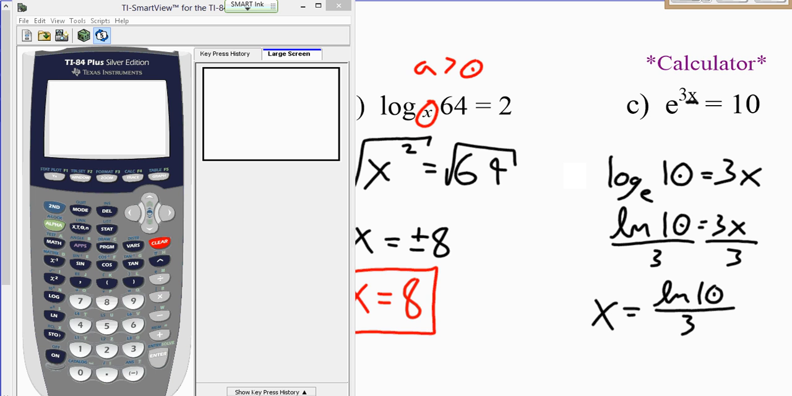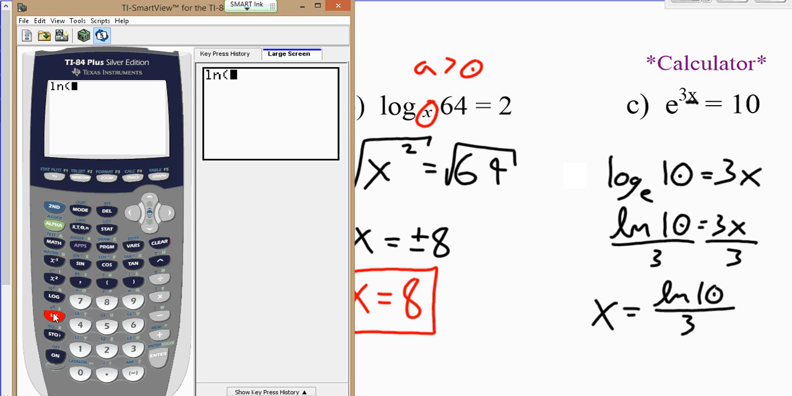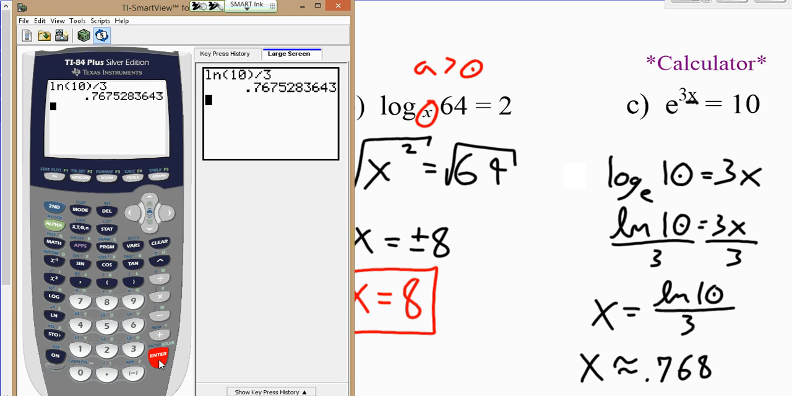Well, I can type that all into my calculator. So ln's down here. So ln of 10, close my parentheses, divided by 3 is equal to, we can get an approximate answer here. x is approximately equal to 0.768. I can go ahead and test that and just show that e raised to the 3 times the answer I got should be equal to 10.